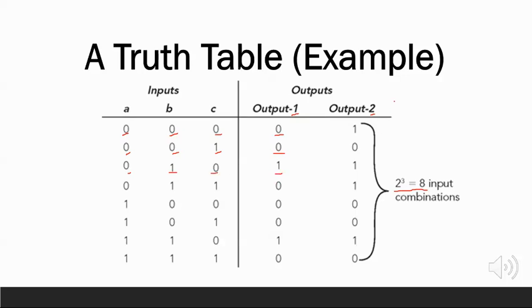For output 2, when A, B, C are all 0, it is 1. When A is 0, B is 0, and C is 1, it is 0. When A is 0, B is 1, C is 0, it is 1, and so on. So that means each of the outputs is determined by the combination of the three inputs in this example. And we are going to construct circuits to implement the truth table for the logic.